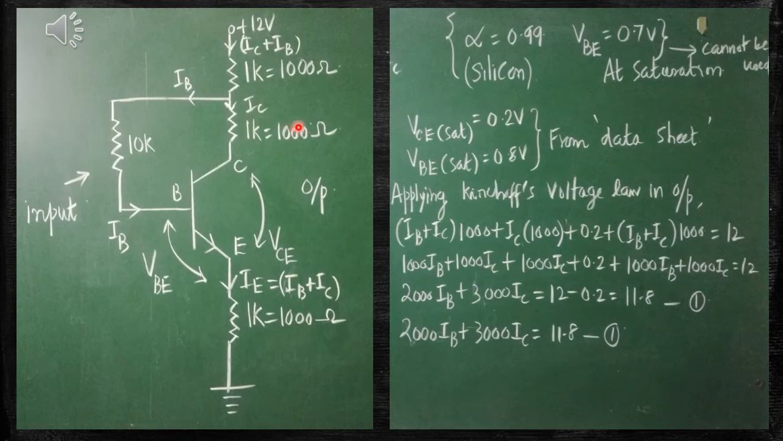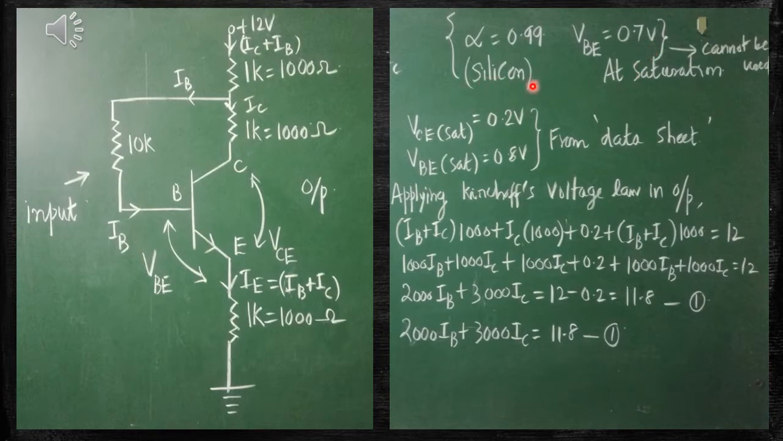In this problem, the alpha value, that is current gain in CB mode, is given. Its value is 0.99. And then VBE, voltage across base emitter, is also given. Its value is 0.7 volt. Here the transistor is made up of silicon.